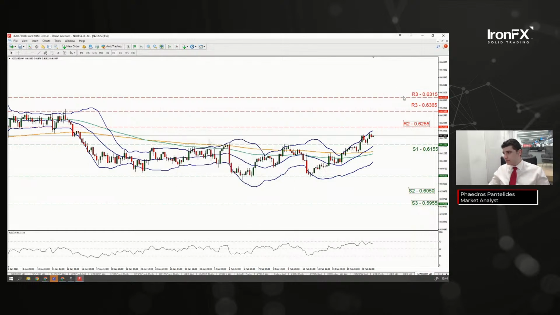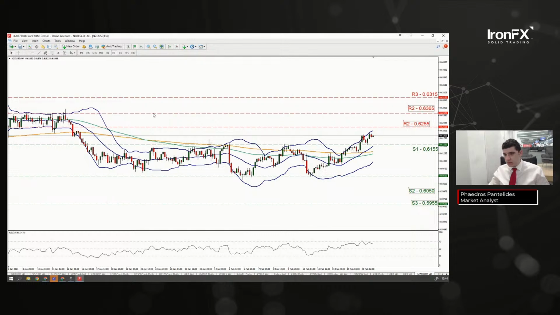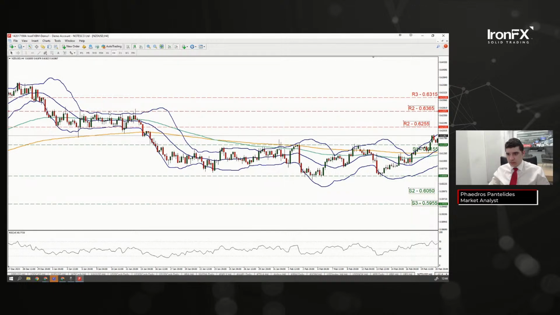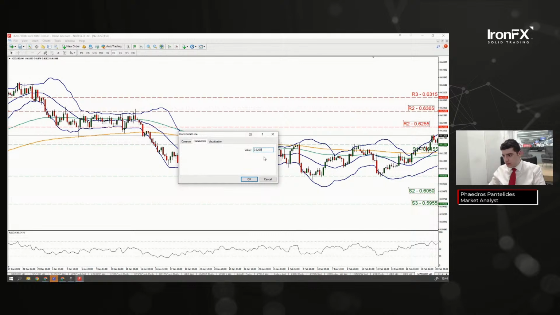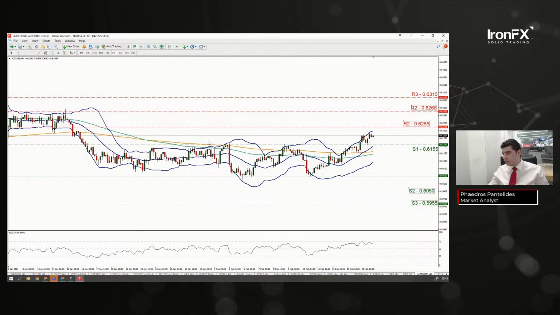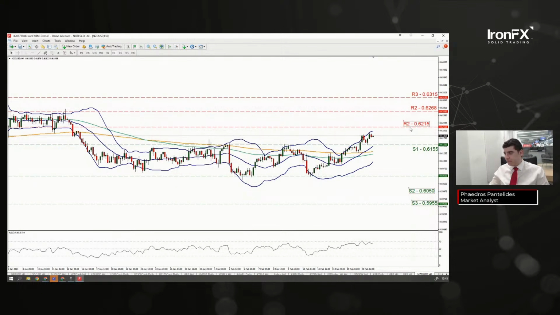Switch this to red. 0.6268. 628, yes, or we could do 6270. 6270 actually not that nice. 628. So that's my R2. For R1, 0.6215 as R1.